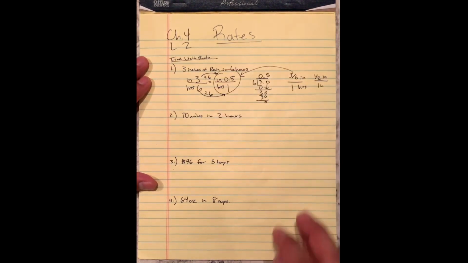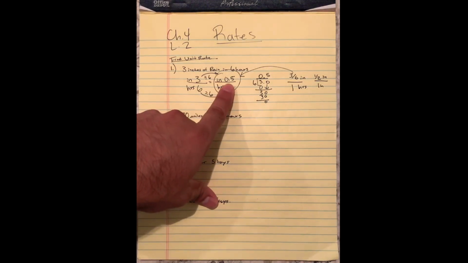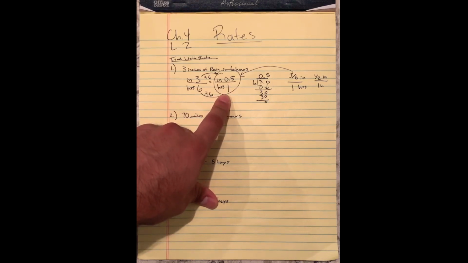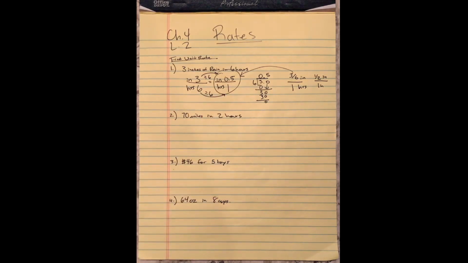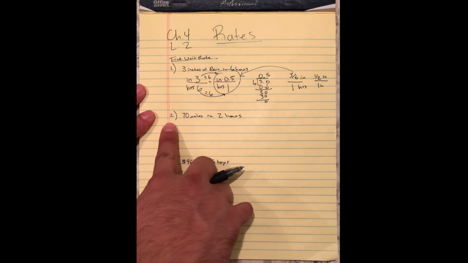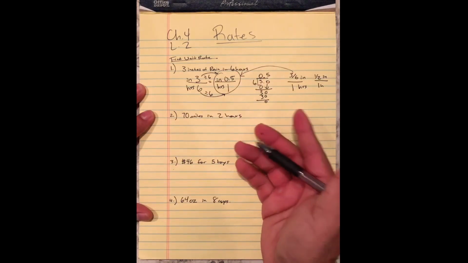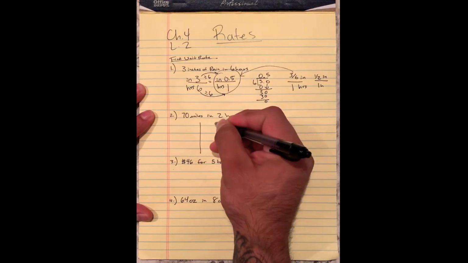This is the answer. 5/10 of an inch, or a 1/2 inch every hour. We found the unit rate. Okay? Let's go to number 2. 70 miles in 2 hours. The other strategy that I taught you is hashtag.